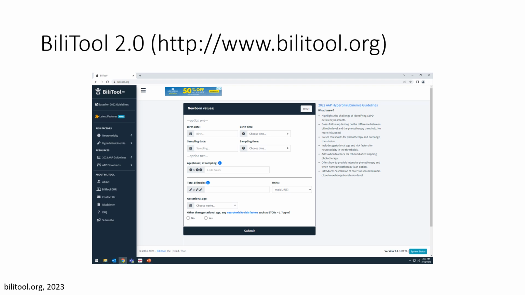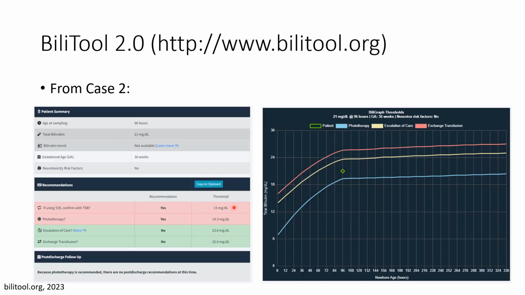Once you answer yes or no, it comes with a nice graph, reports where your bilirubin level falls on the graph, and gives a clear recommendation. Do we need to start phototherapy? Yes or no. Escalation of care? Yes or no. Exchange transfusion? Yes or no.